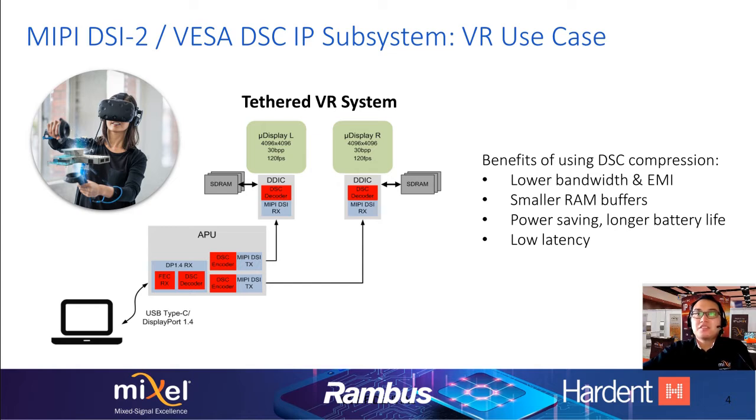The Mixel Rambus Hardent subsystem solution supports a variety of configurations and operating modes that enable ASIC IC designers to find the best trade-off between design area, design complexity, DSI link bandwidth, power consumption, and EMI. Whether it is for an AR or VR application like this one, a mobile application, or even an automotive application, the DSI-2 VESA DSC host subsystem can be tailored to meet the requirements of these different end products.